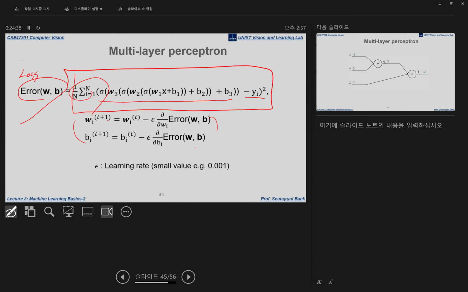And we can apply the same gradient descent formula to update all the W values and all the B values. This epsilon is a small scalar value. Anyway, we first have to calculate this gradient, and then if we apply this gradient descent algorithm for each parameter, we can learn all the parameters inside the MLP.